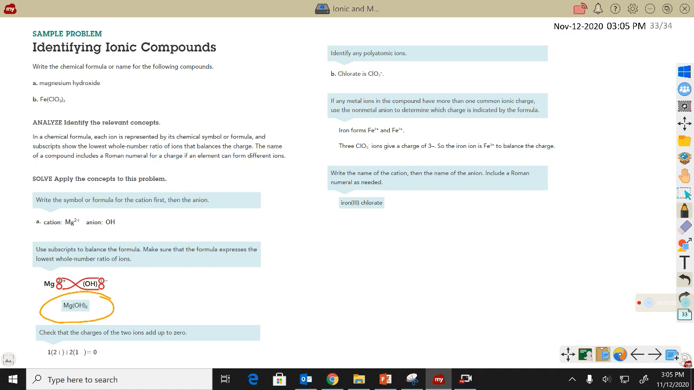When I'm double checking to make sure that my final formula is neutral, Mg(OH)2, then I'm saying, okay, well, magnesium's charge is +2. Each hydroxide is -1, but I have 2 groups of hydroxide. So that's going to give me a total charge of -2 on the back end. That balances with my +2 on the front, and the compound is neutral.